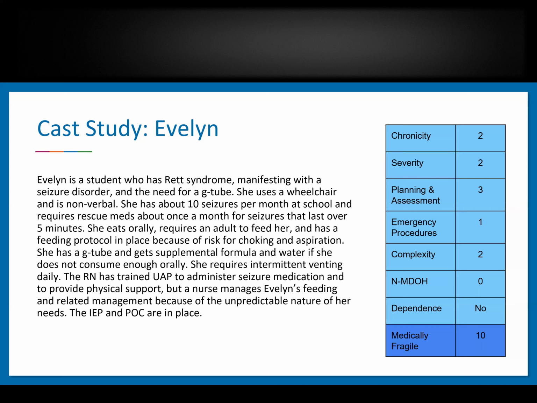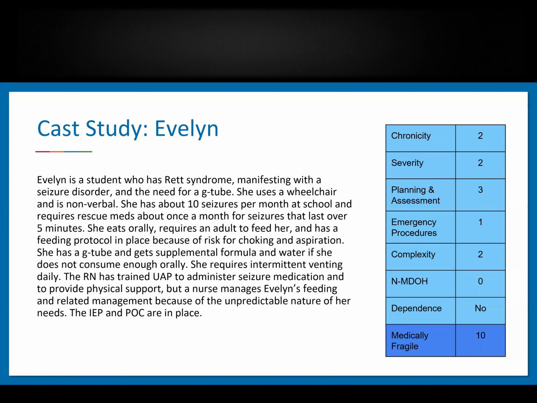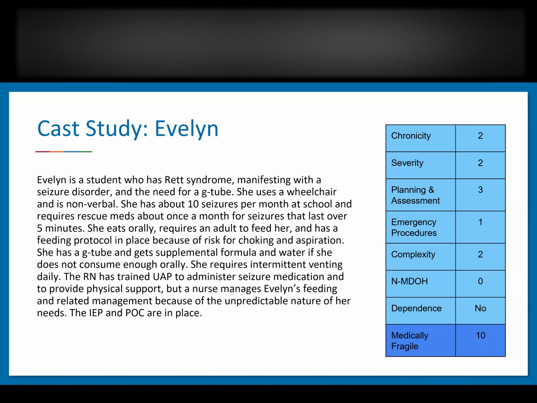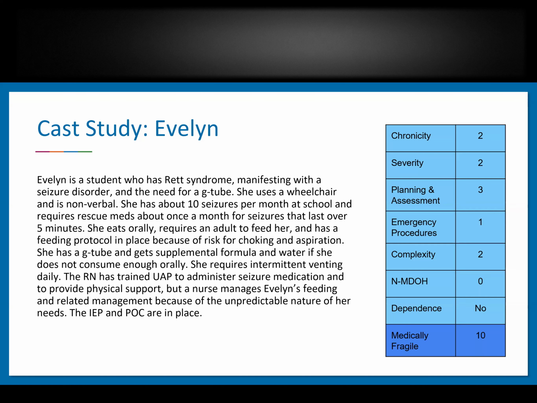The emergency procedure score is a 1. Seizure cessation medication is in place. The complexity score is a 2. The student's G-tube feed needs adjustment, and the non-medical driver of health score is a 0. The student is not dependent. With a total score of a 10, the student is medically fragile.